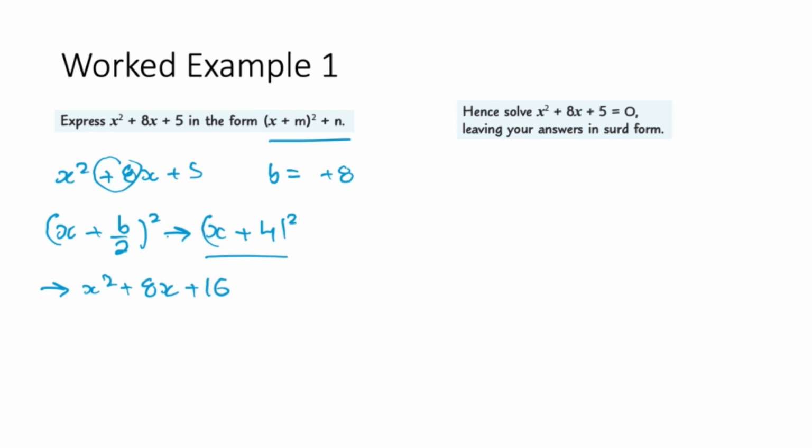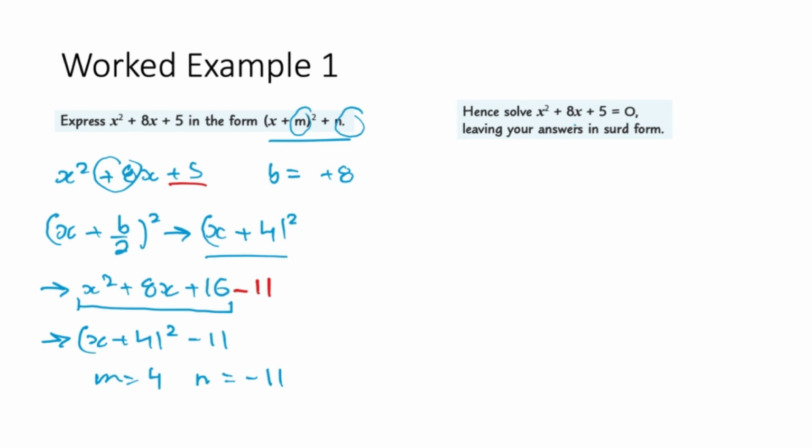Then you compare your new expression with the old one, and you subtract or add a number to convert the new expression to the original one. So in this case, I'm going to subtract 11. So 16 minus 11 will give you positive 5. And then you convert your expanded perfect square back to the perfect square form. So x plus 4 all squared minus 11. So this would be your answer. m equals 4 and n is negative 11.